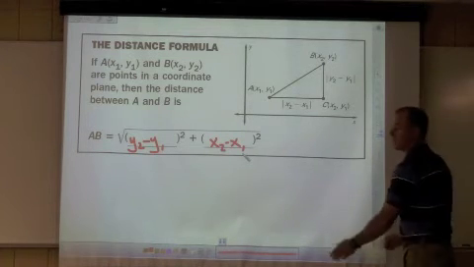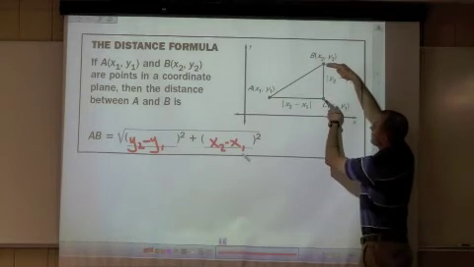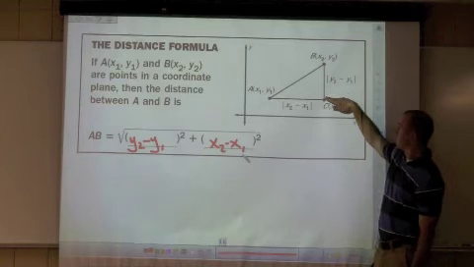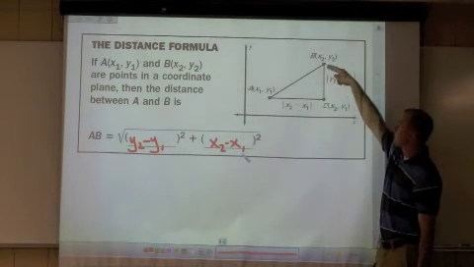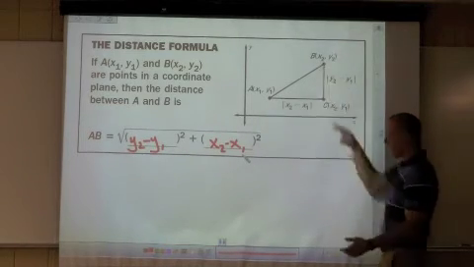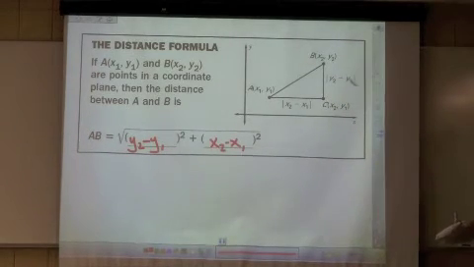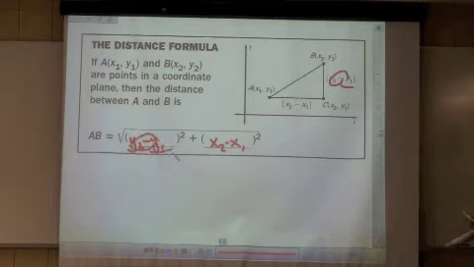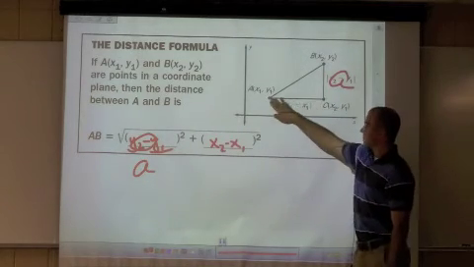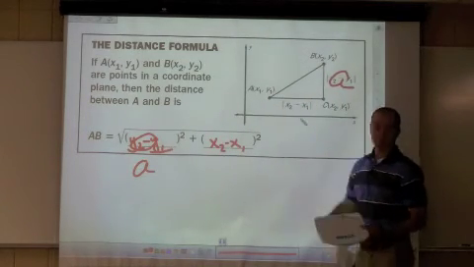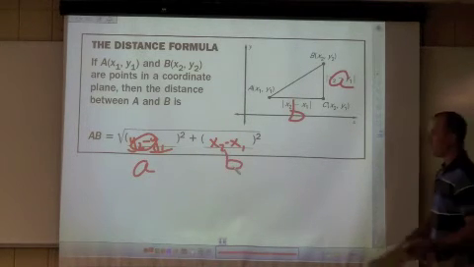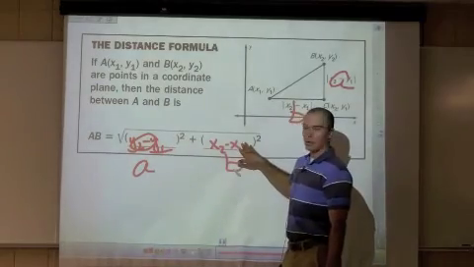Well, think about what I did here. This distance right here, that's one leg of a triangle, right? To find this distance, you just subtract the endpoints. That's where they get the y2 minus y1. So basically, this is a length. Think of it as A. And to find this leg, I just subtract the x-coordinates to find that distance. Think of that as B. So I've got A squared plus B squared.